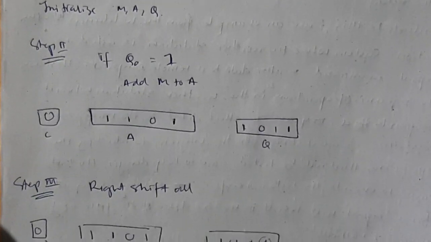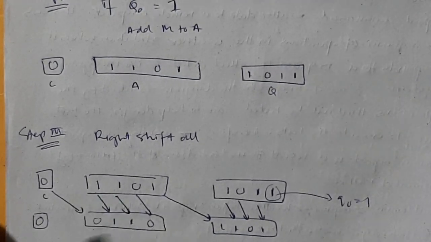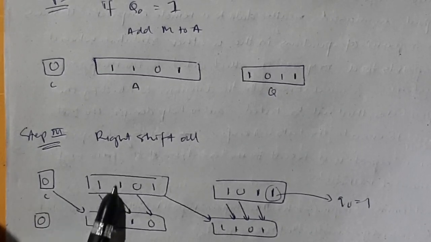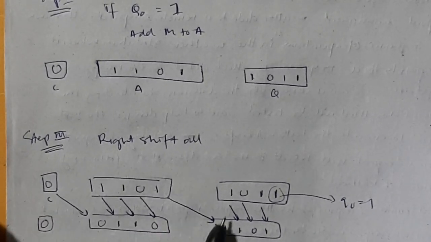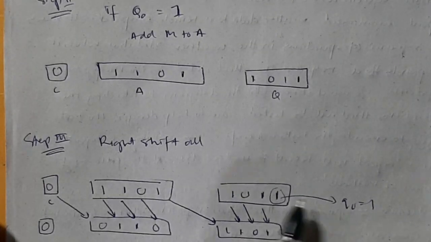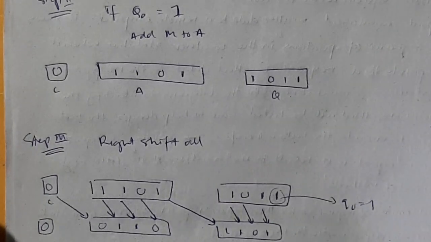Now coming to step 3, right shift all the bits. Right shift means this 0 was here, this will come here, this 1 will come here, and similarly all will go like this. When this goes, the last bit will be cut off. Then this q naught is 1, right? Then again you need to do addition.